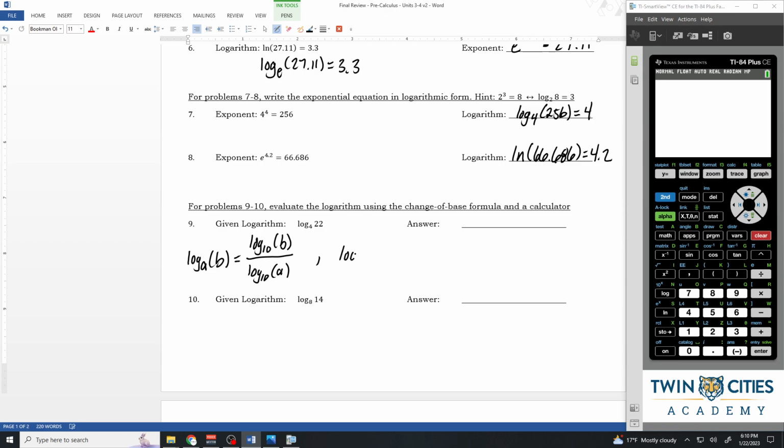Okay, so log base 4 of 22 is going to be the same as log base 10 of 22 over log base 10 of my old base, which is 4. So let's plug that into the calculator. Log 22 divided by log 4. And this tells me that this is 2.2297. So log base 4 of 22 is 2.2297.